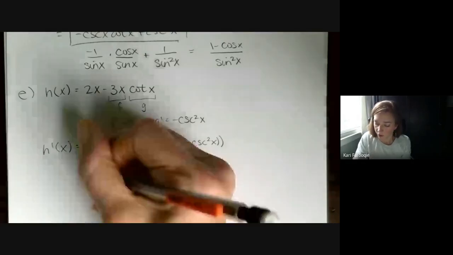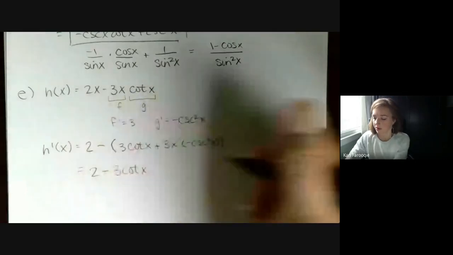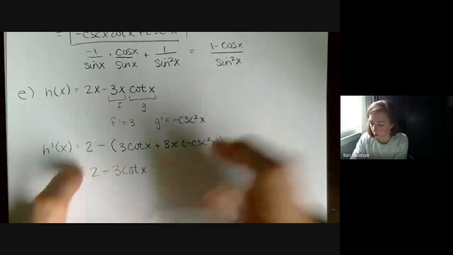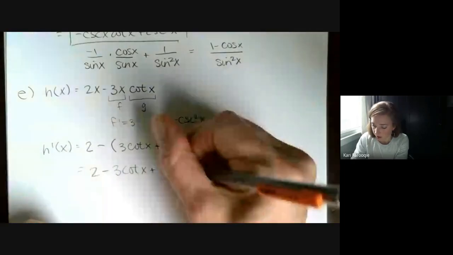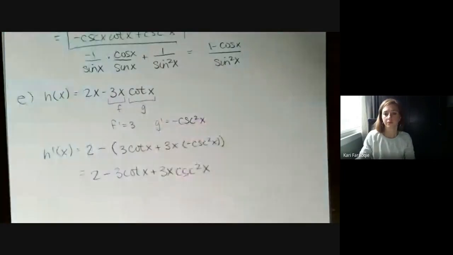So we have 2 minus 3 cotangent x. Your last term is actually negative inside the parentheses, so a minus a negative gives you a positive 3x cosecant squared x. And this one is done.